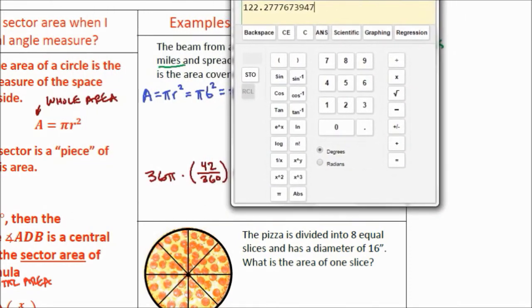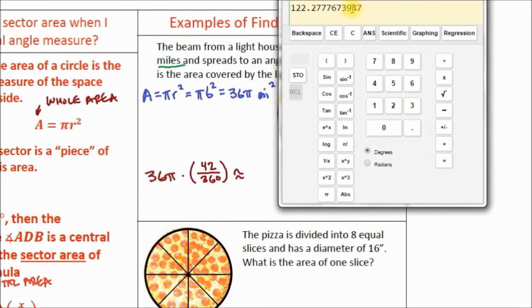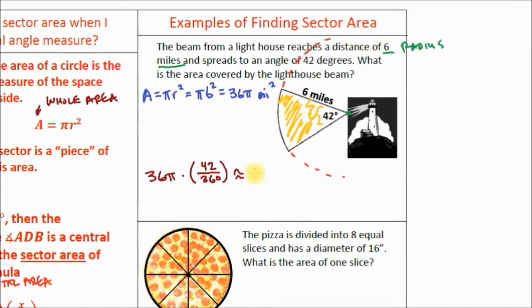I'll move that over. We've got 36 pi times parenthesis 42 divided by 360, close parenthesis, and we get 13.19, which we round to 13.2. Now this is still area, it's sector area.